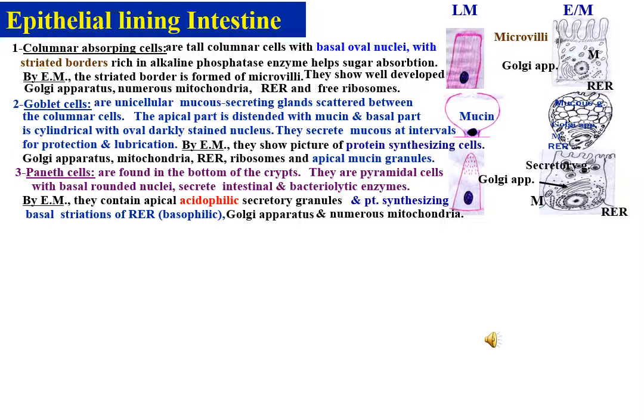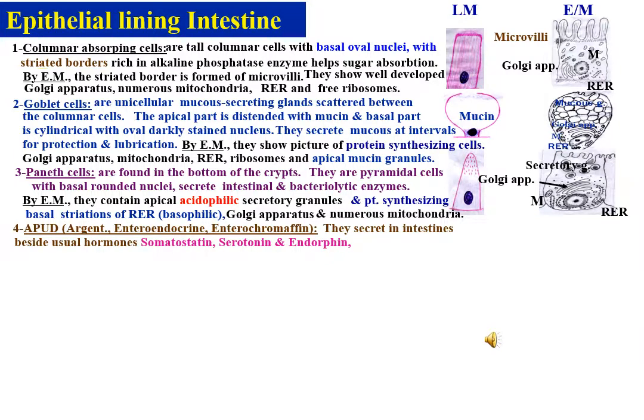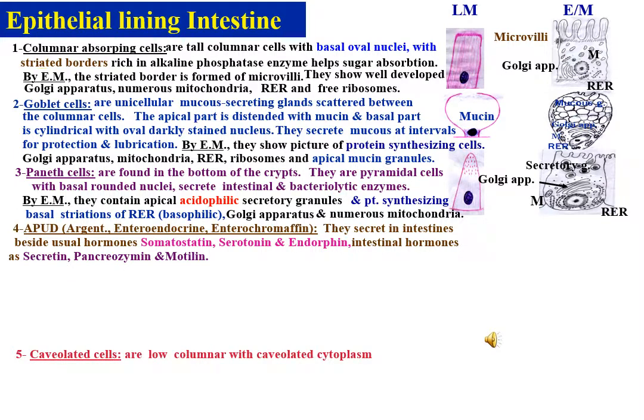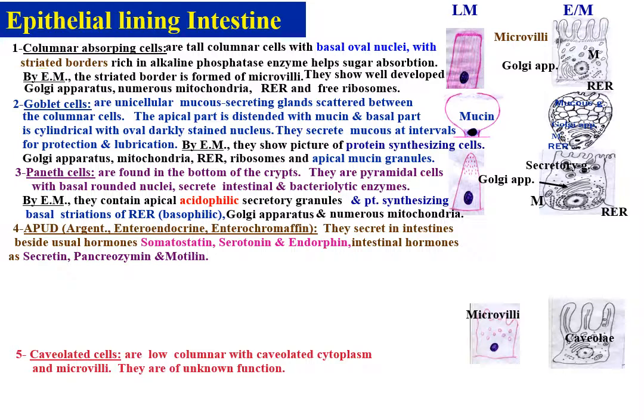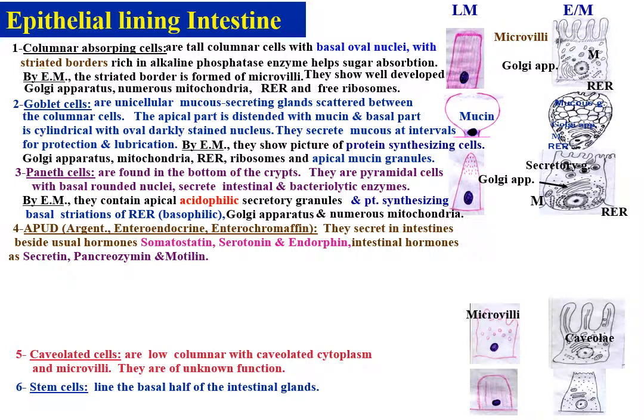Other cells are argentaffin or enteroendocrine cells, or APUD cells. In the intestine, they secrete, besides the usual hormones, somatostatin, serotonin, and endorphin, and intestinal hormones, which are secretin, pancreozymin, and motilin. Other cells are caveolated cells. They are low columnar cells with caveolated cytoplasm and microvilli on their free surfaces. They have unknown function. Finally, there are undifferentiated columnar cells, or stem cells. They line the basal half of the intestinal glands and can differentiate to give rise to any of the previous types.